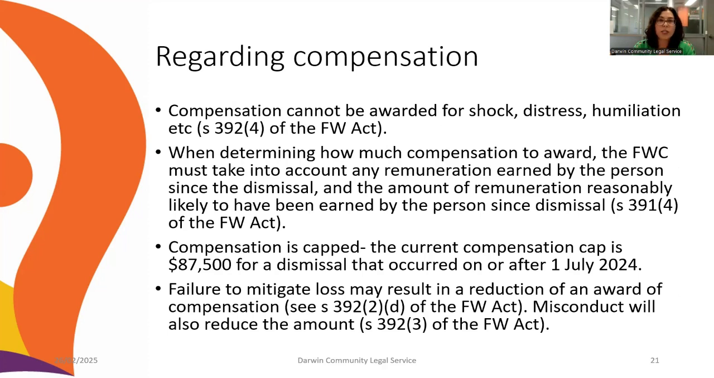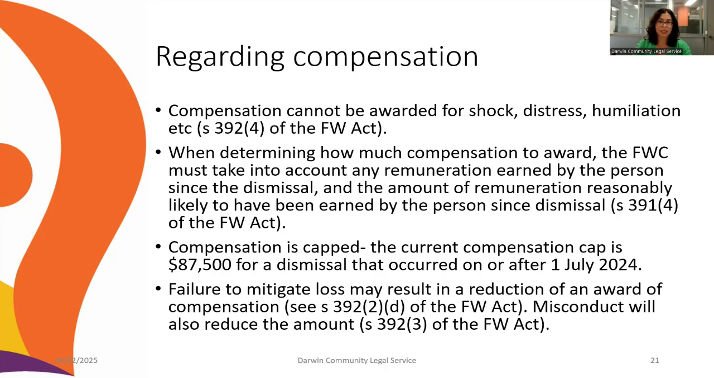On the issue of compensation, you can't get compensation for everything. The Fair Work Act is prescriptive about what can and cannot be considered in terms of that final figure. So compensation can't be awarded for shock, distress, humiliation, that kind of thing. And there are some factors that the Fair Work Commission has to take into account when coming to a figure. So anything that the person has earned since they've been dismissed, as well as any earnings from work that they would have otherwise had they not been dismissed, are relevant.